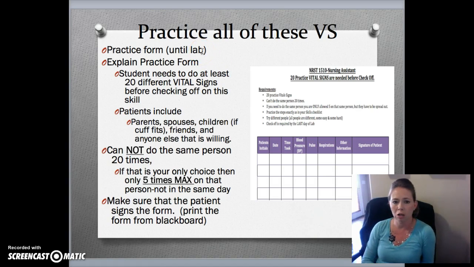If you want to already start working on these vital signs, we will give you this paper. You will bring it during lab and finish 20 vital signs in lab. You can start earlier, it'll just make sure that you know what you're doing. And good luck. Have a great day.